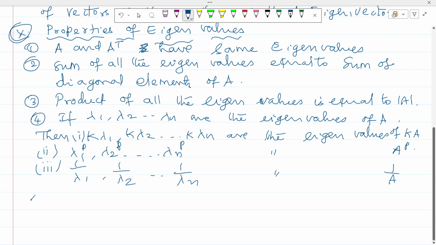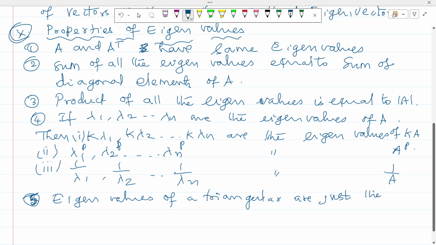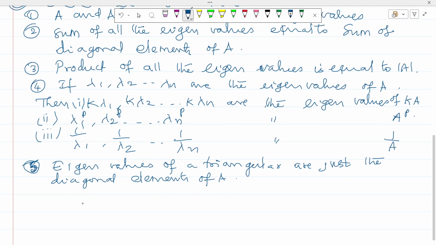And then one more very important property: in case the given matrix is a triangular matrix, not the fourth one, it is the fifth property, the eigenvalues of a triangular matrix are just the diagonal elements of A. A triangular matrix is either an upper triangular matrix or a lower triangular matrix.